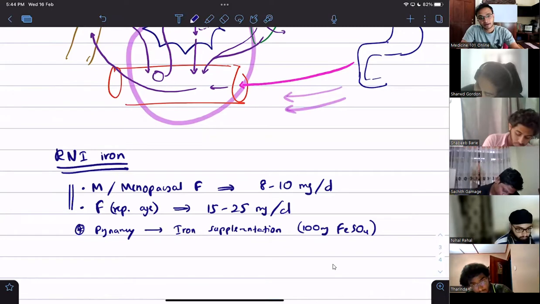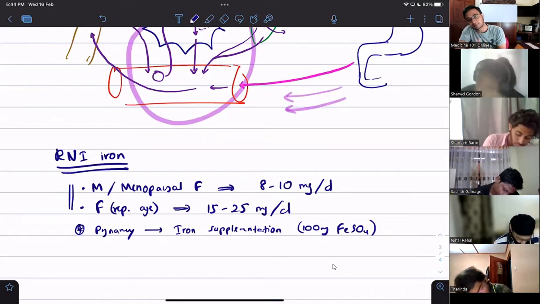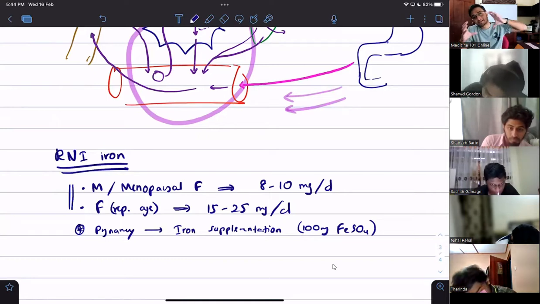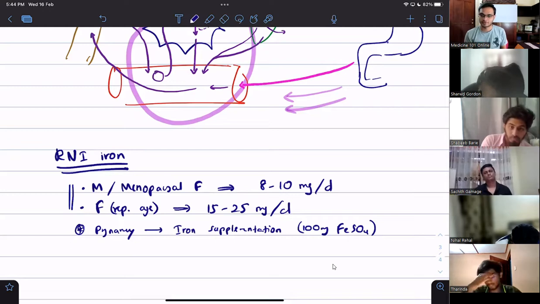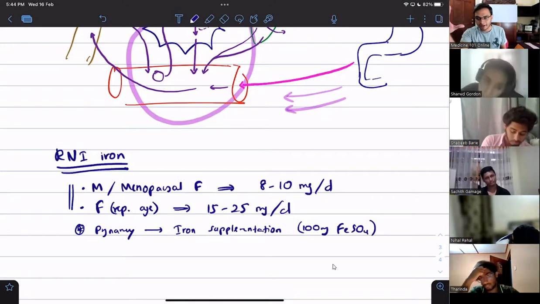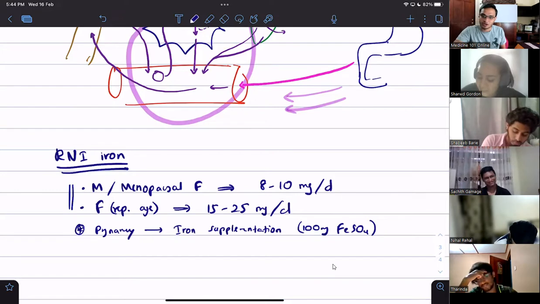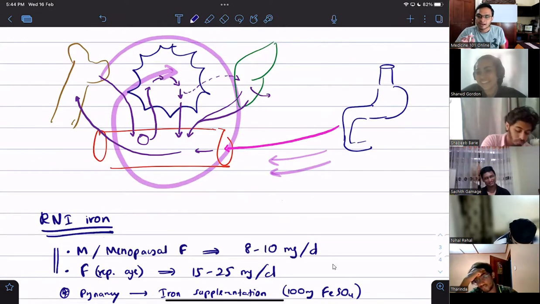So see this, males and menopausal females, we require about 8 to 10. Females require a little bit more. A full large chicken breast piece will give you about 2 milligrams. And out of that 2 milligrams of iron, since it's a meat product, how much do we absorb? How much is absorbable? Only 10 to 15%. How many chickens should you kill in a day to get that amount if you want to take it only from the diet? That is the issue.